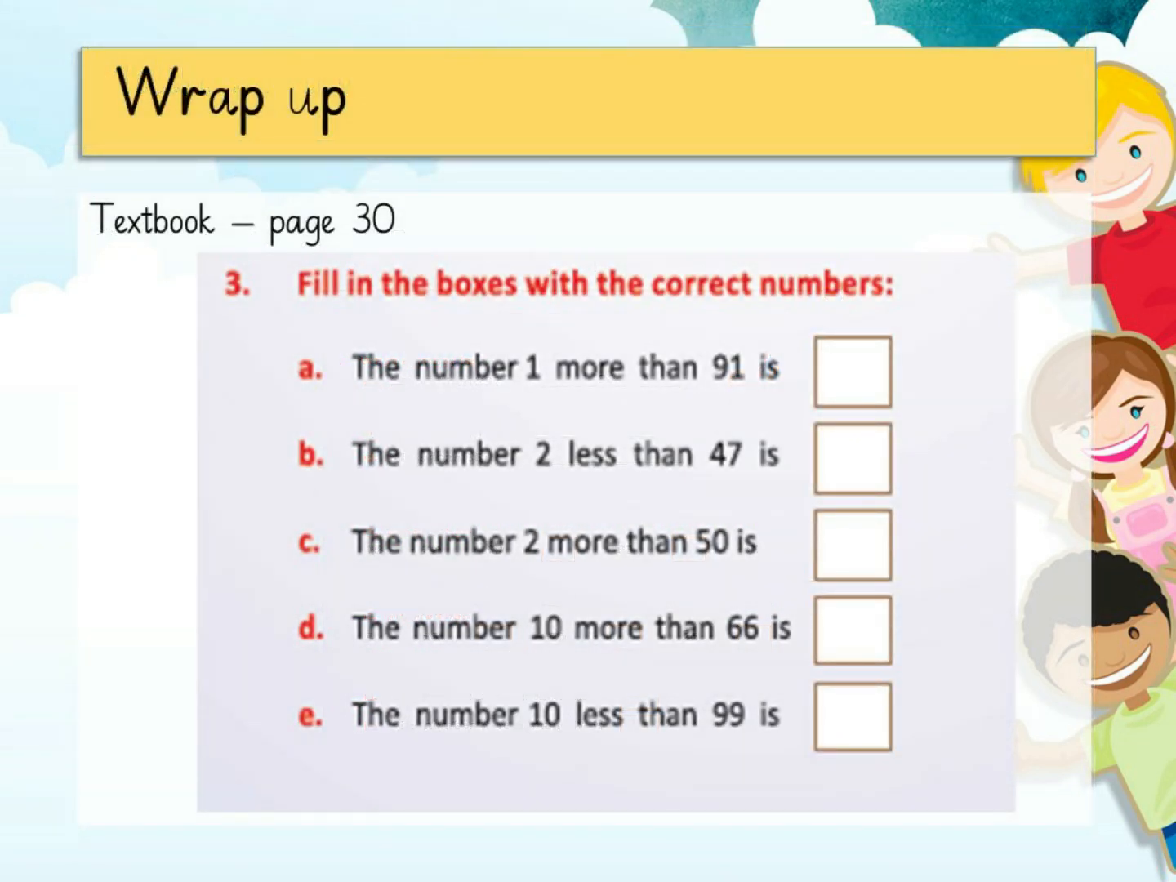Let's wrap up the session by discussing question number 3, which is given on page number 30 of the textbook. Fill in the boxes with the correct numbers. The number 1 more than 91. By adding 1 to 91, it will become 92. The number 2 less than 47. Counting backwards, 47, then 46, and then 45.